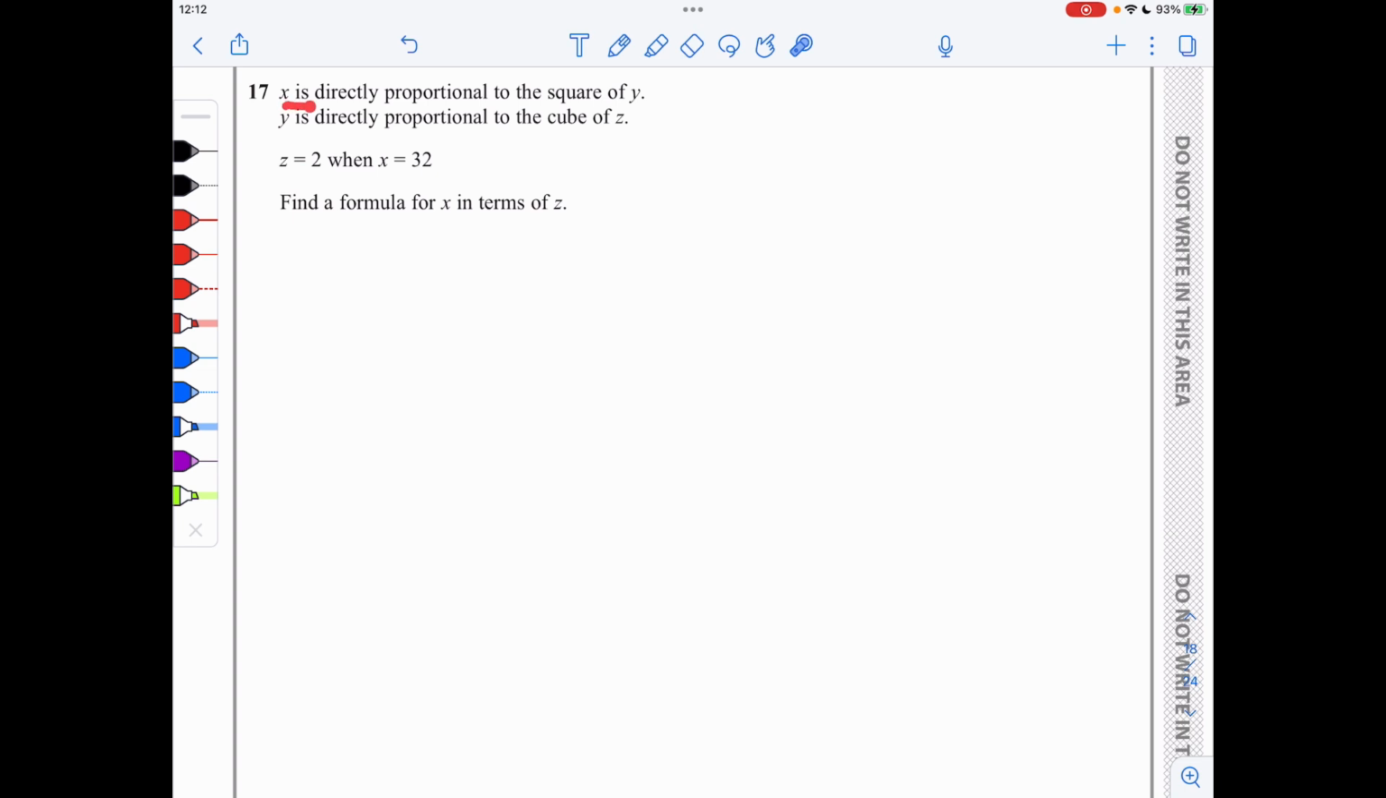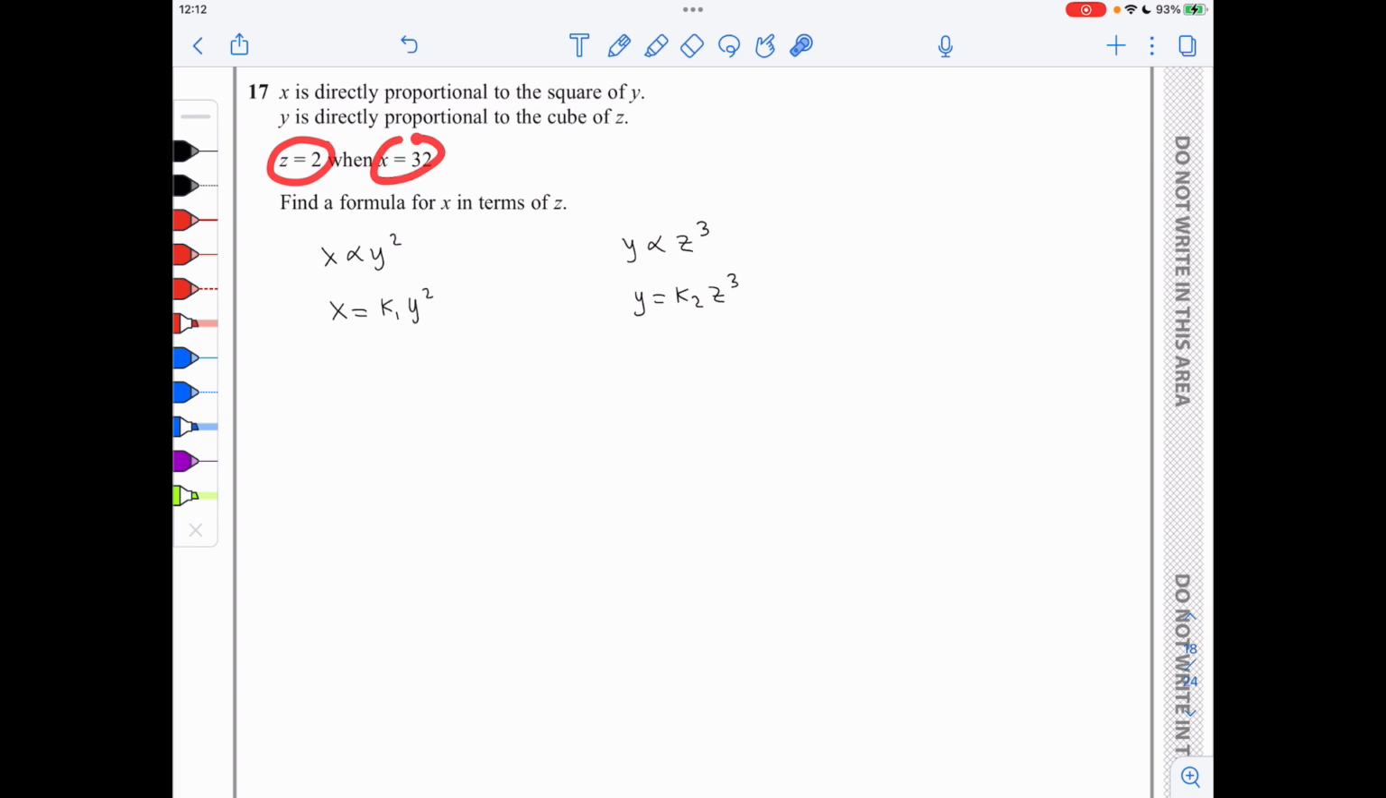In 17, we've got that x is directly proportional to the square of y. So we've got that x is proportional to y squared, which means that x is k1 times y squared for some constant k1. And similarly, y is directly proportional to the cube of z. So y is k2 z cubed. In addition, we know that when z is 2, x is 32, and we need to find a formula for x in terms of z.